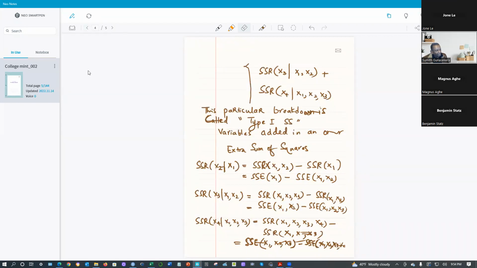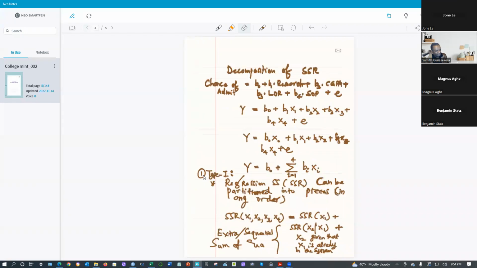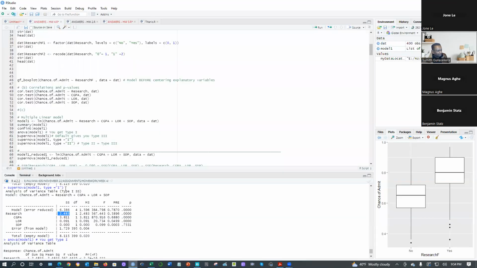That value has been already given. SSR X2 given X1 is how much? X2 given X1 is nothing but 3.811. SSR X3 given X1 and X2 is how much? 0.091. This one is SSE. They will add. Okay, that's type 3. Oh, sorry, type 1. I'm sorry, type 1.